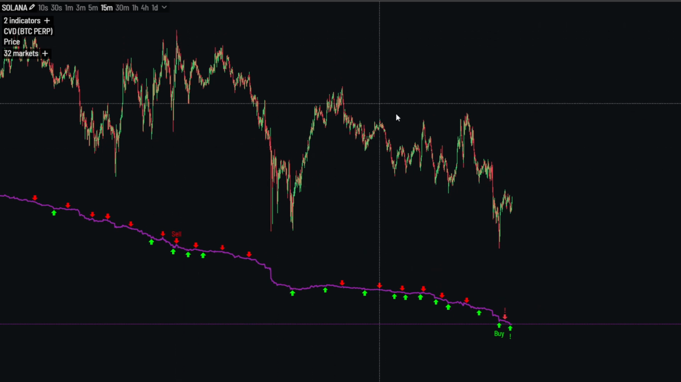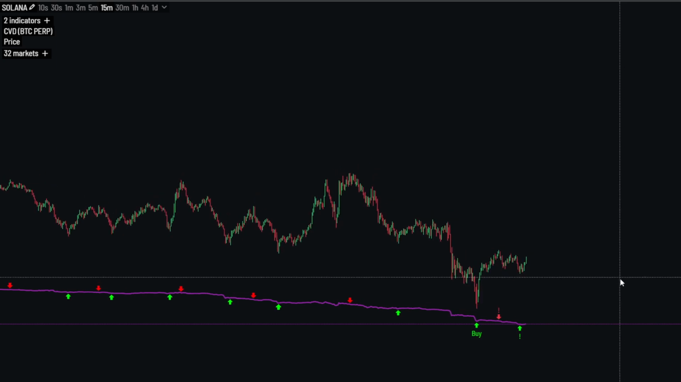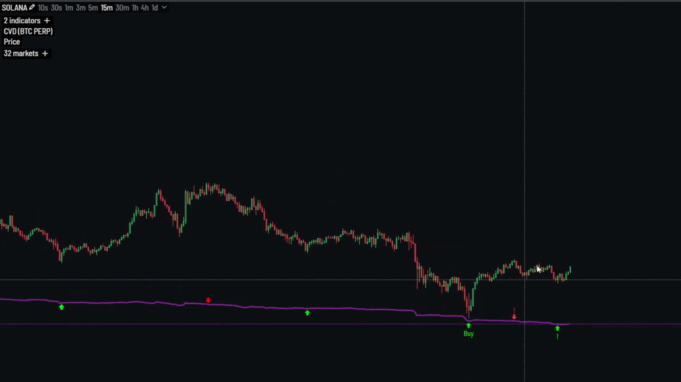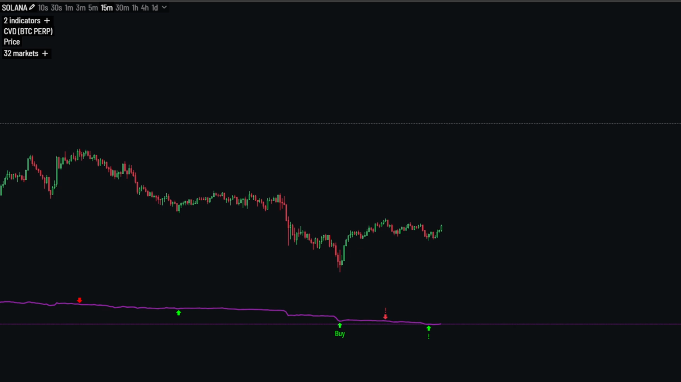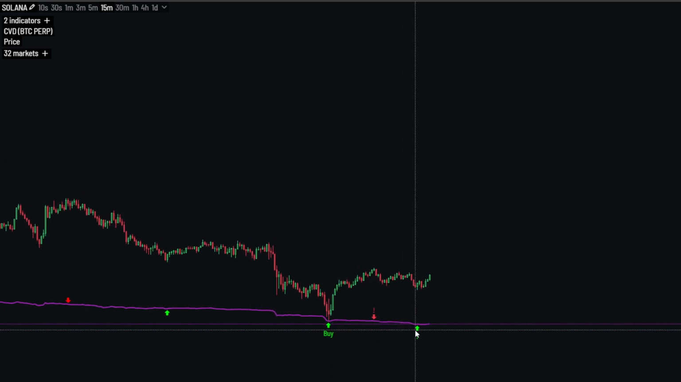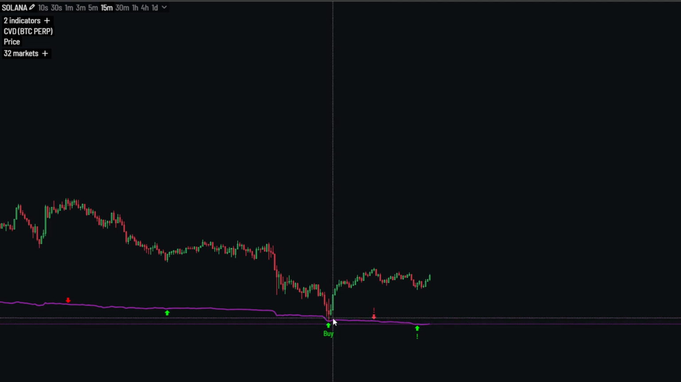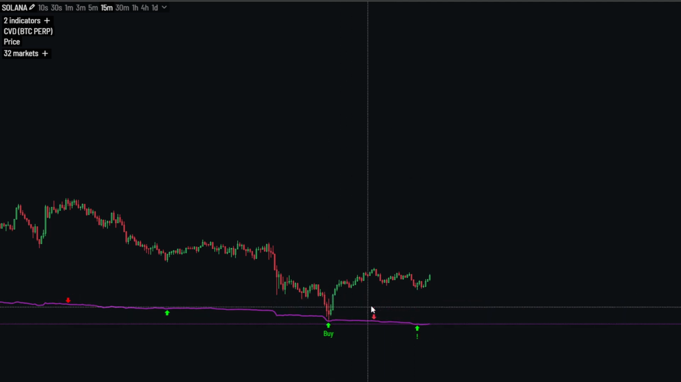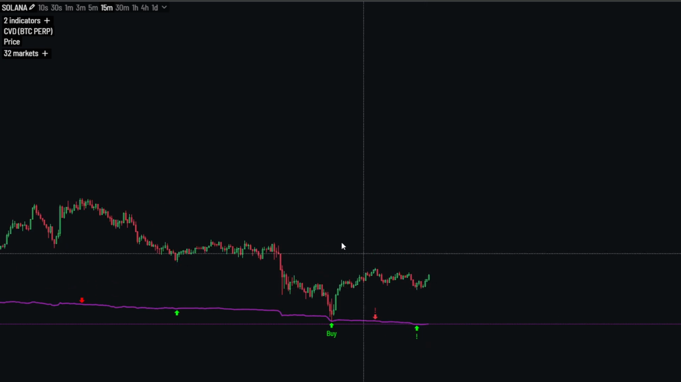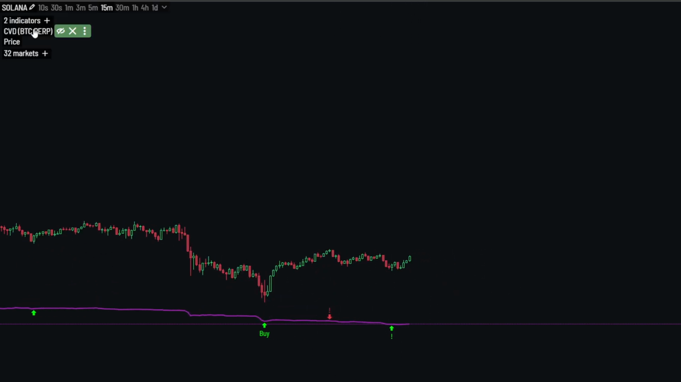So since the trend down, the second thing is we are looking at some divergence. As you can see, those two signals are divergent, which means this CVD is going down while the price is going up, which is a perfect signal for bullish. And here we go, we're looking at higher prices.